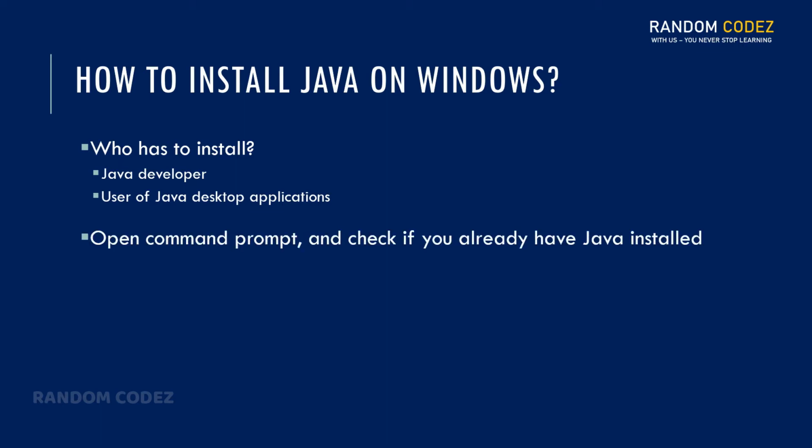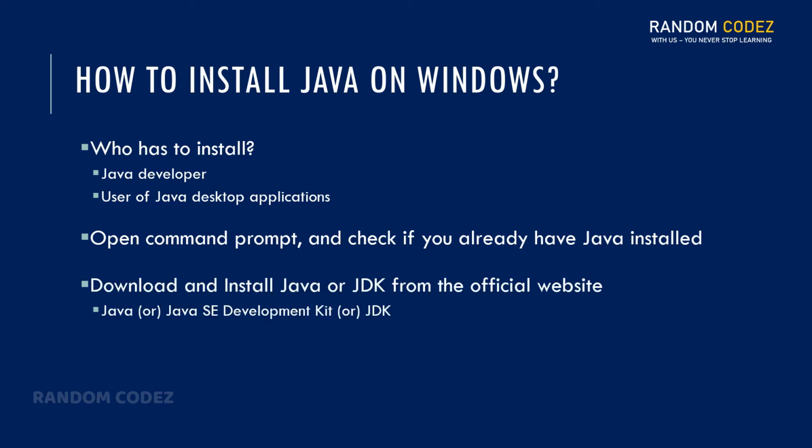First, open the command prompt and check if you already have Java installed on your machine. If yes, what's the version? If you don't have Java installed or you want to install a different version than the one that you already have, then download and install Java from the official website.